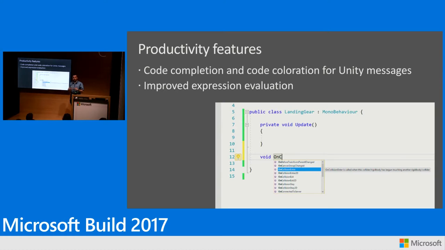So by adding code coloration for them, we're making them stand out so that when you're browsing a script, you immediately associate this method with something that is called by the Unity engine and not just another method. And because you have to remember how they're spelled, we're providing code completion for them so that you never have to mistype them all the time.